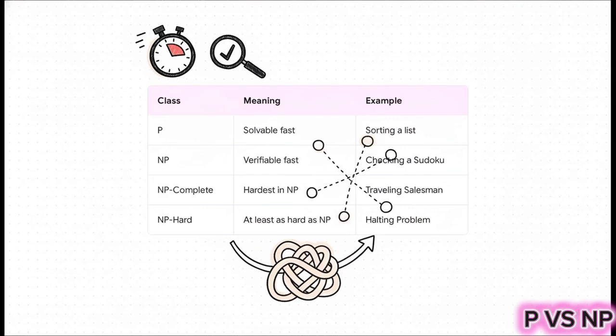This table gives us a nice, clean summary. So, class P, solvable fast, like sorting a list. Class NP, verifiable fast, like checking a Sudoku. NP-complete, the hardest problems that are still inside NP, like our traveling salesman. And finally, NP-hard, problems that are at least as hard as anything in NP. A classic example there is the halting problem, which is so hard it isn't even verifiable in NP. That's proof that the NP-hard class really does extend beyond NP.